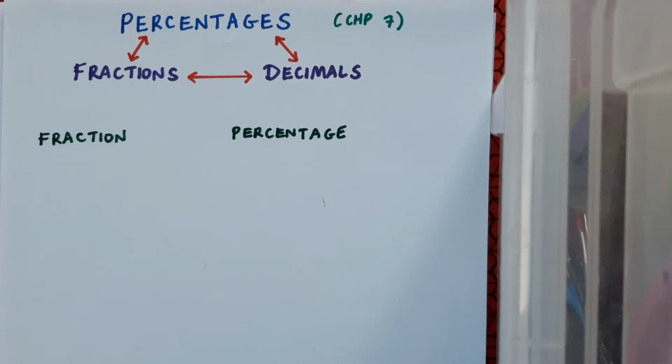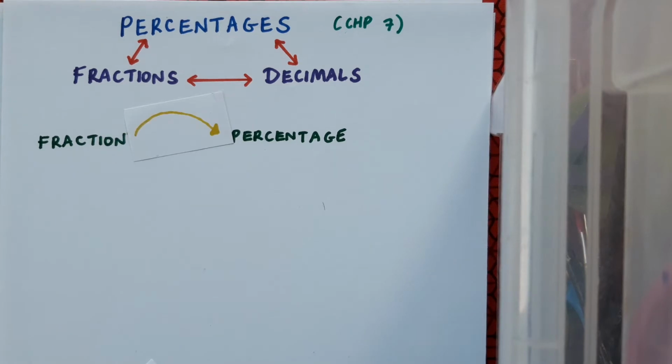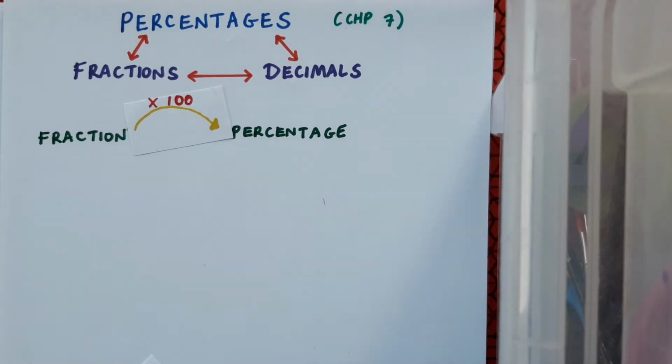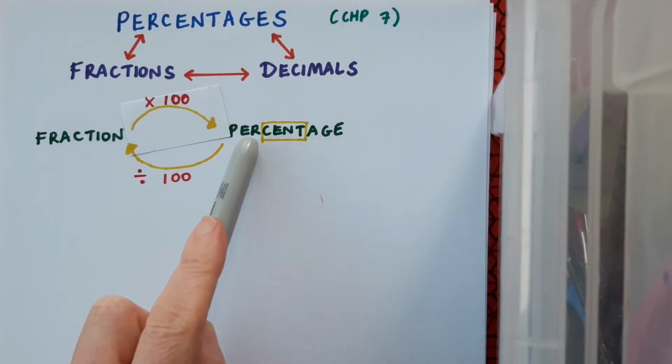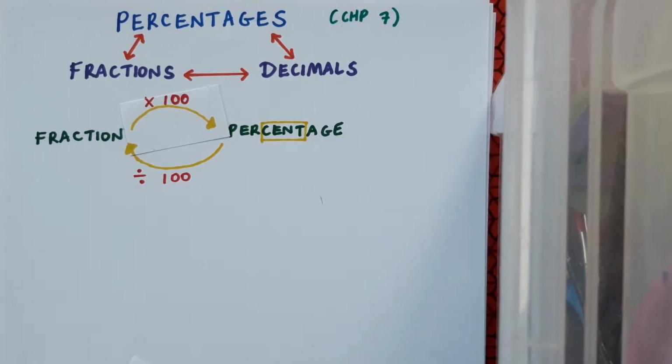So what's the process? Well, if I want to change from a fraction to a percentage, then what I'll need to do is multiply the fraction by 100. And if I want to go the other way, from percentage to a fraction, then I'll want to divide by 100. The reason the 100 is so important in these calculations is actually in the word percentage itself. You can see here it's per cent, so it's per 100, and that's where the 100 comes from. So let's look at an example.